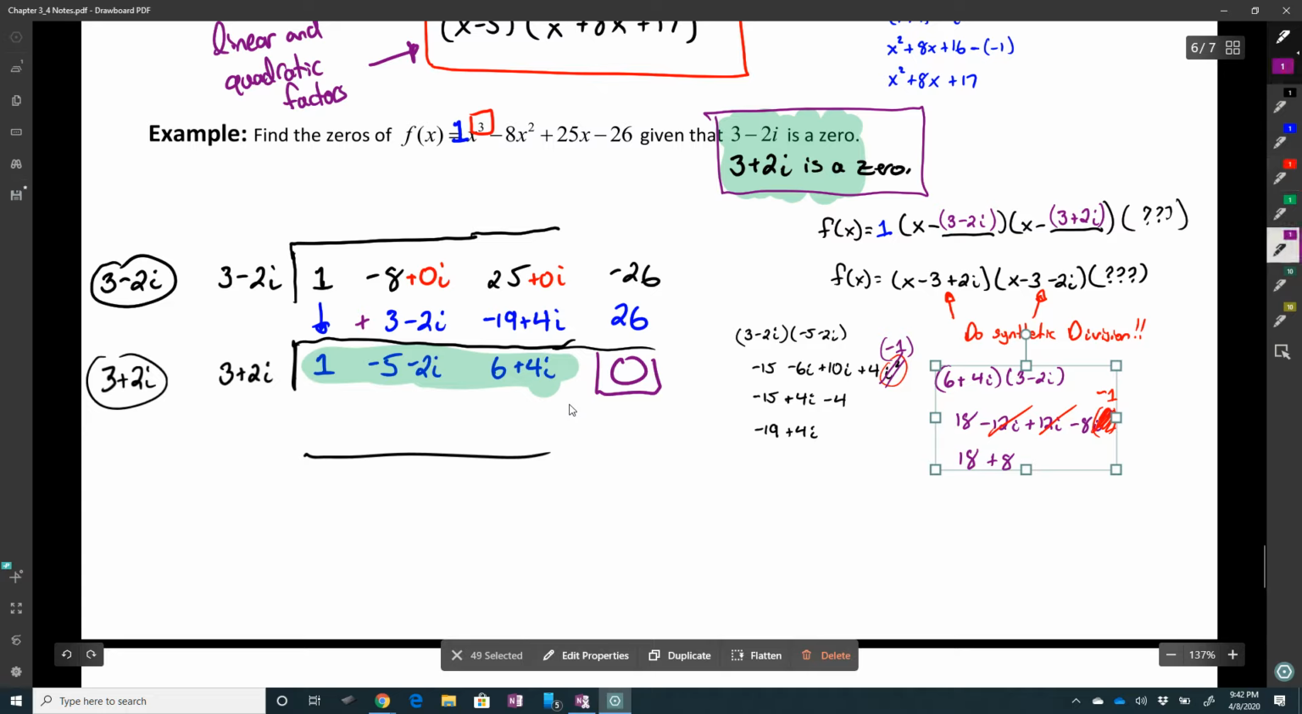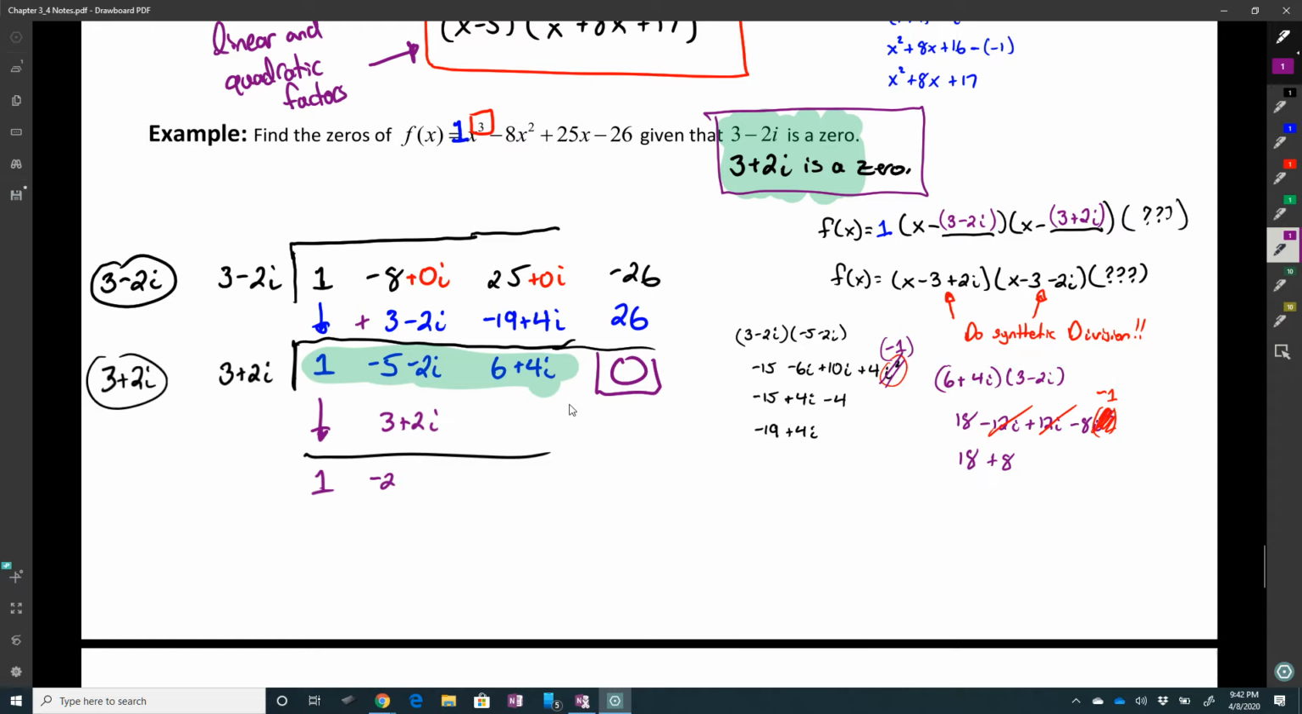This one will be a lot shorter because there's only 3 terms. So I bring down the 1. 1 times 3 plus 2i is again 3 plus 2i. Add like terms, and notice life's happy. Negative 5 plus 3 is negative 2. And right away, negative 2i plus 2i cancel out. So that's really just a negative 2. You don't have to write plus 0i. And then negative 2 times 3 plus 2i is negative 6 minus 4i. And lo and behold, those cancel out to be 0 again. Because I told you they were x-intercepts. So if you do synthetic division with it, you get 0.